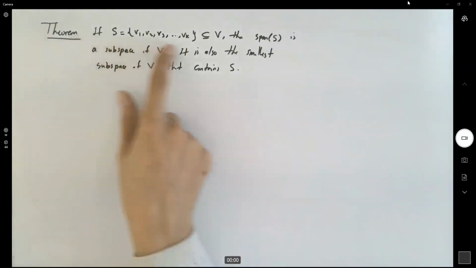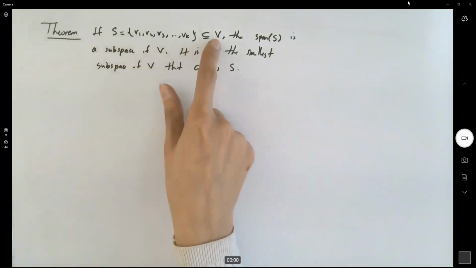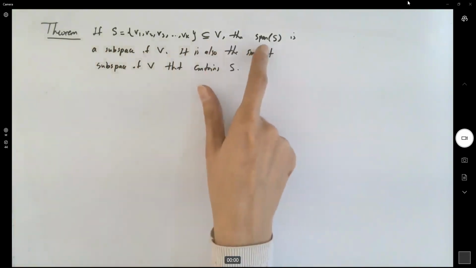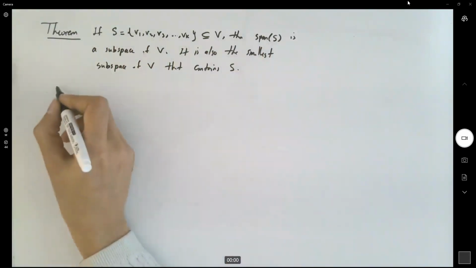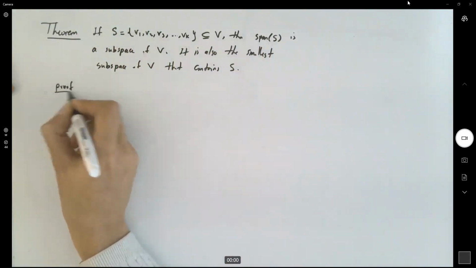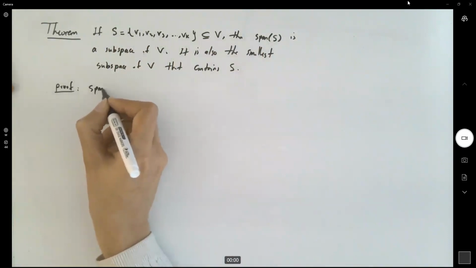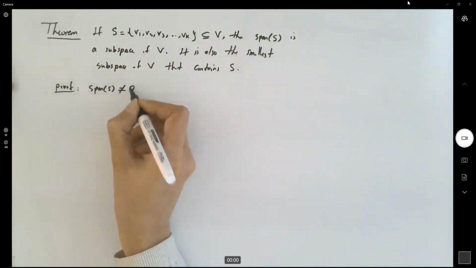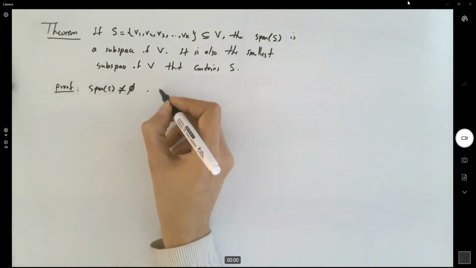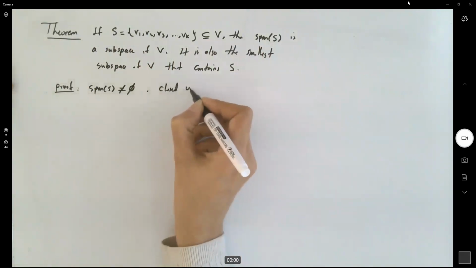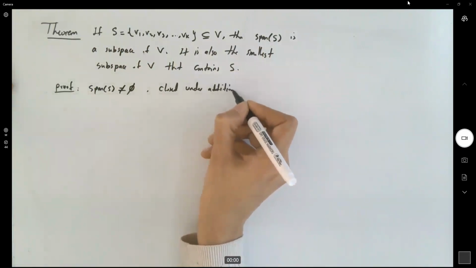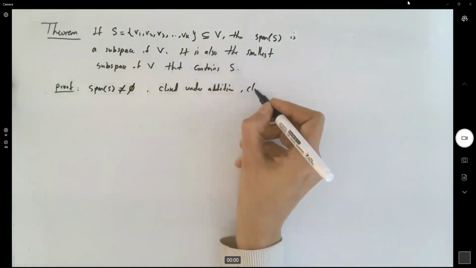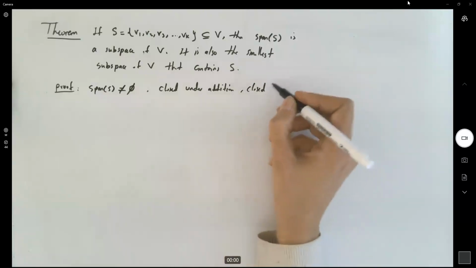Theorem. Suppose S is a collection of vectors in a vector space V. Let's show that the span S is a subspace of V. So we need to show that the span S is non-empty, it's closed under vector addition that is defined in V, and closed under scalar multiplication.